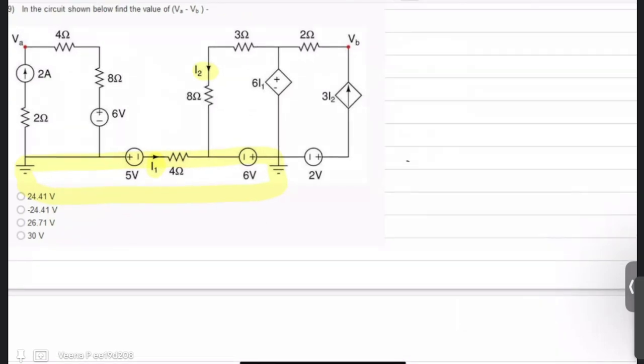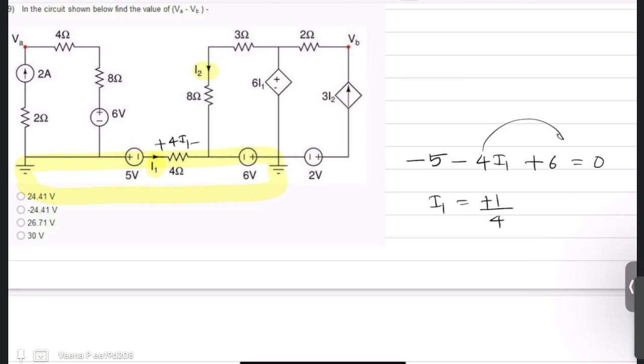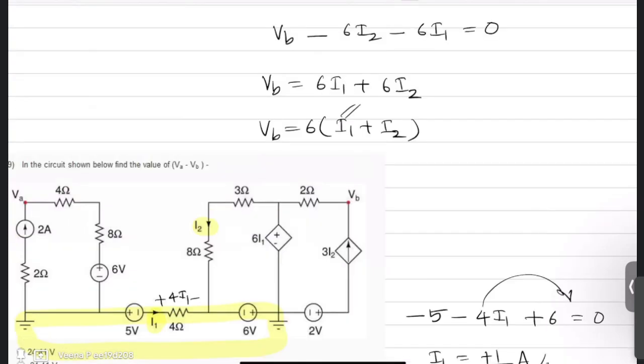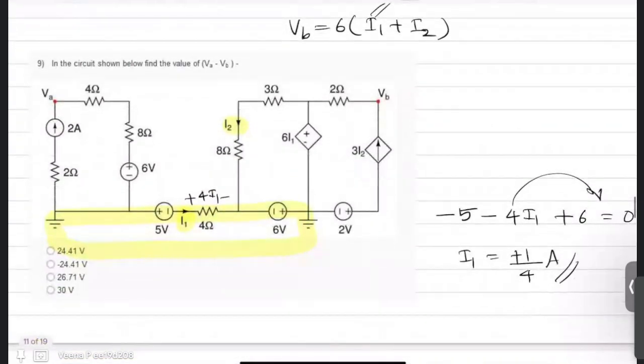So you have minus 5, this is plus minus 4 I1. Minus 5 minus 4 I1 plus 6 is equal to 0, or your I1 is minus 1 by 4. No, plus 1 by 4. You take this here, so it is plus 1 by 4 ampere. So I got I1. Now what is I2?